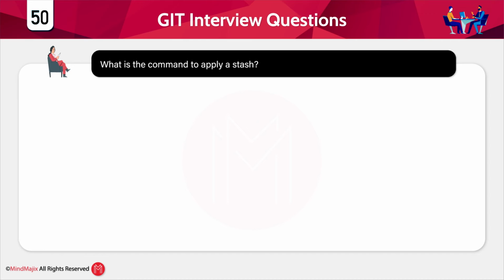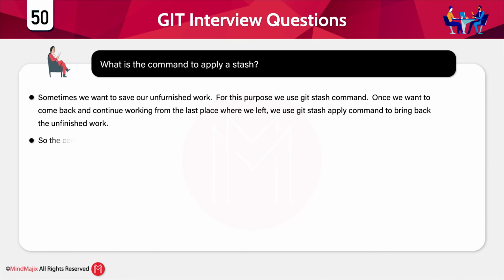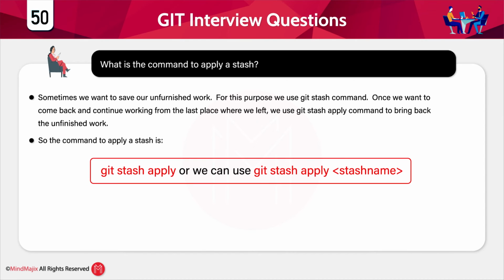Command to apply stash. Sometimes we want to save our unfinished work. For this purpose we use git stash. Git stash means uncommitted changes are saved at a temporary location. Once we want to come back and continue our work from the last place where we left off, we use git stash apply to bring back our unfinished work. Git stash apply, stash name.